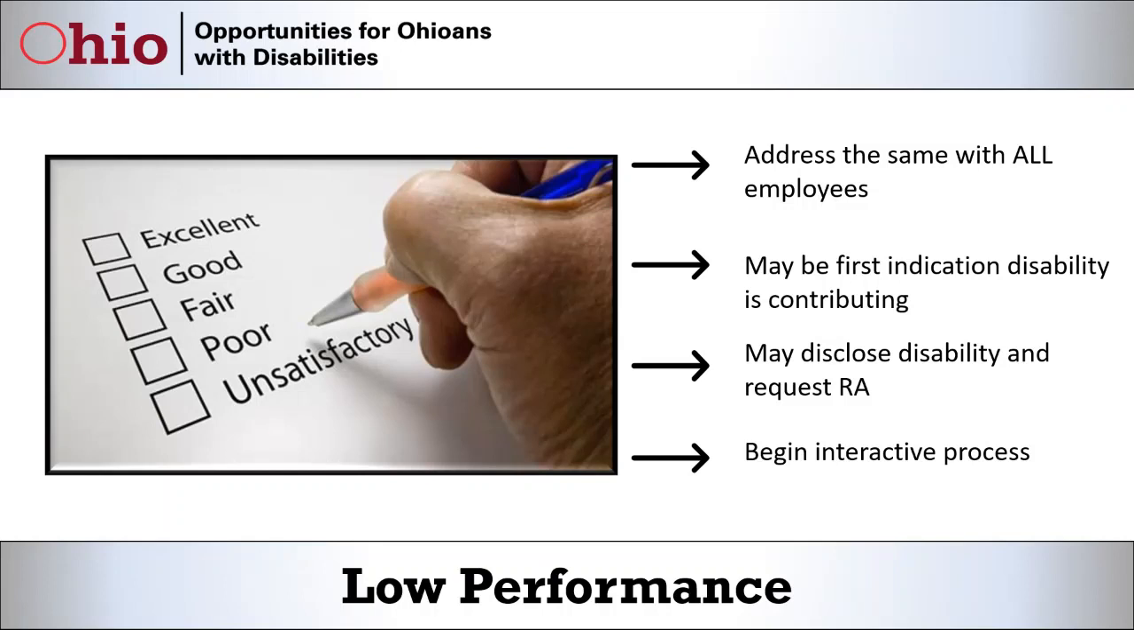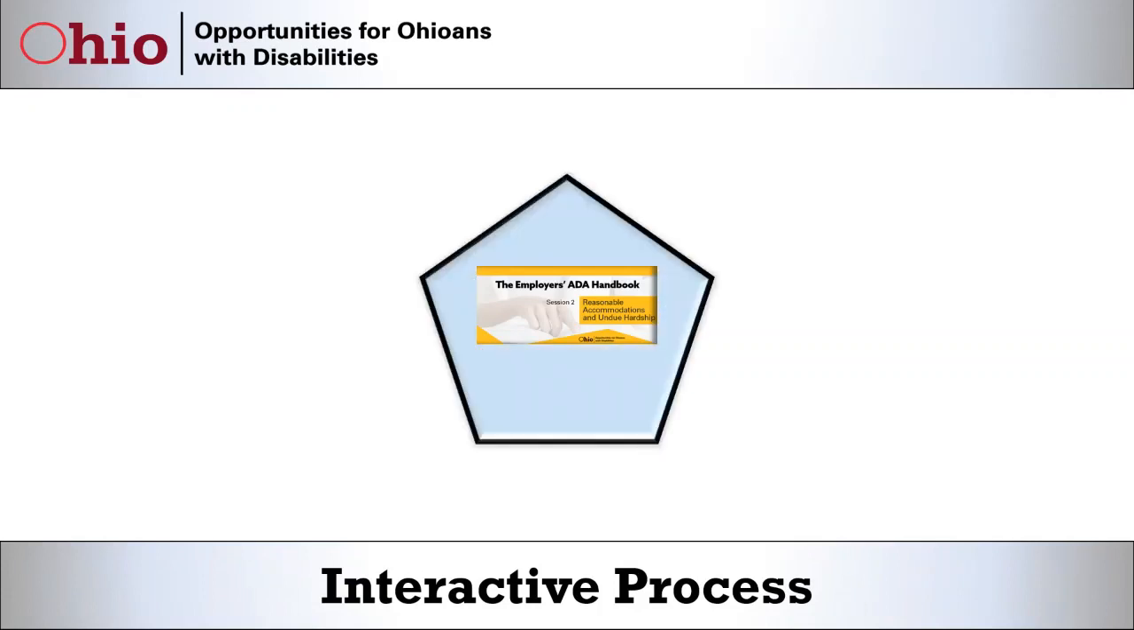Just to review, the interactive process is the collaboration between an individual and the employer when the individual requests a reasonable accommodation. It's informal and can be initiated at any time during the hiring process or during employment. So how do individuals with disabilities know to request an accommodation if they need one?